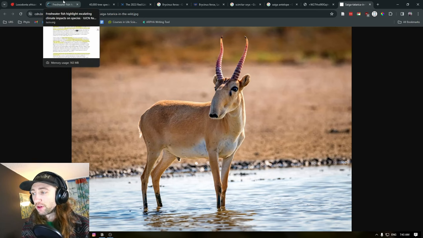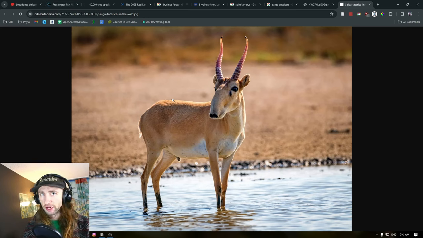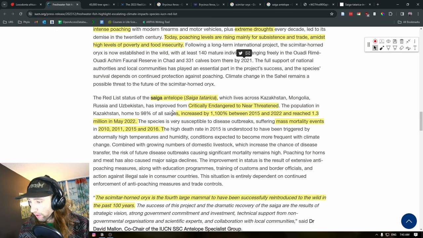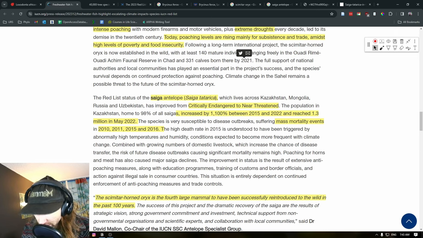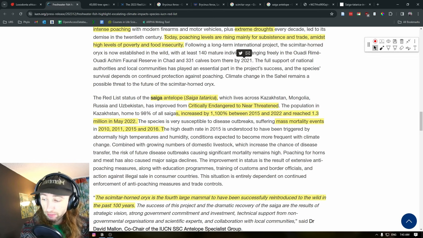So what happened? You may have known about these species during a mass mortality event. They are highly susceptible to diseases. And they've had mass mortality events due to disease outbreaks in 2010, 2011, 2015, and 2016. The one in 2015 is thought to have been triggered by abnormally high temperatures and humidities, stuff that is likely to become more frequent with climate change.